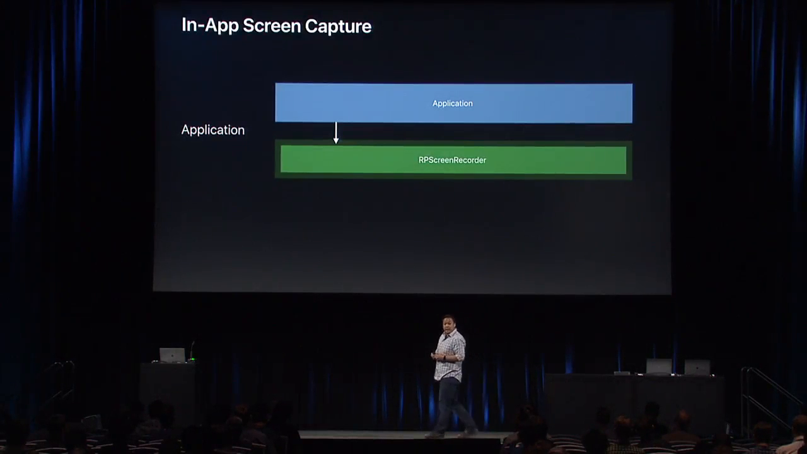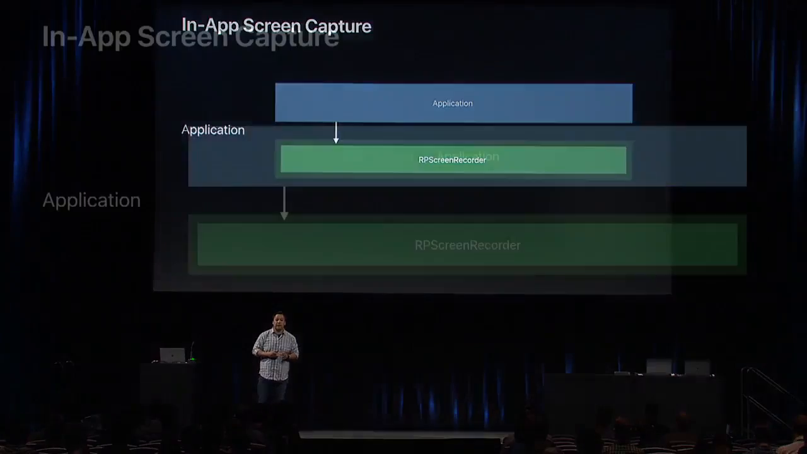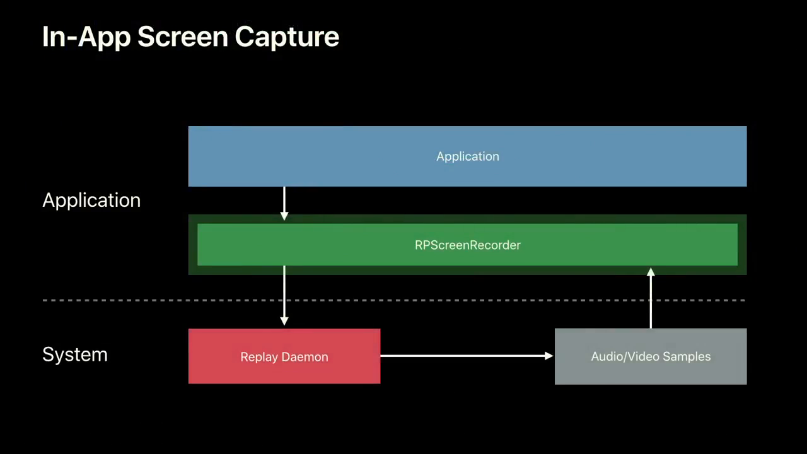With the new in-app screen capture, just like with recording, you're going to call into RP Screen Recorder to get the shared recorder instance. From there, you'll call Start Capture on the shared recorder instance, at which point the replay daemon will start to capture your application's audio, video, and microphone content.